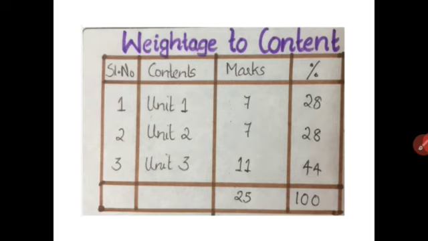This is the table showing the weightage given to content. I have told you in the planning stage that we are taking 3 units, unit 1, 2 and 3. And here we can see the distribution of marks in each unit. Unit 1 is assigned 7 marks. Unit 2 is also assigned 7 marks. And Unit 3 is assigned 11 marks. We should keep in mind that the distribution of marks is related to the importance of each unit. Then the percentage of marks is calculated.